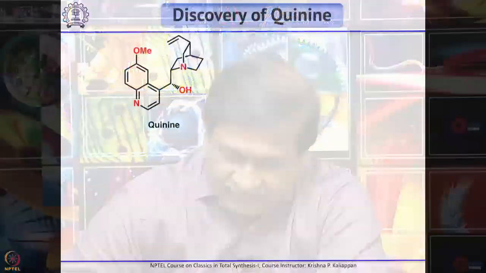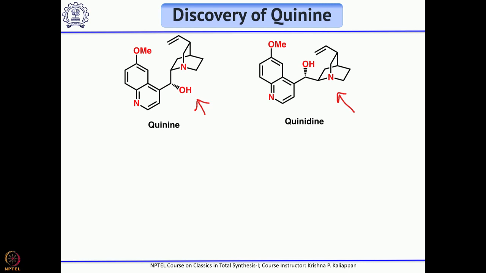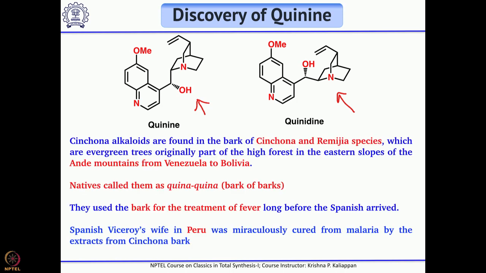And quinine has a very interesting history. The structure of quinine is this one, and you can see here there is another epimer which is called quinidine, and these two alkaloids were found in the bark of Cinchona and Remijia species. So these were originally part of the high forest in the Andes mountains from Venezuela to Bolivia in South America.